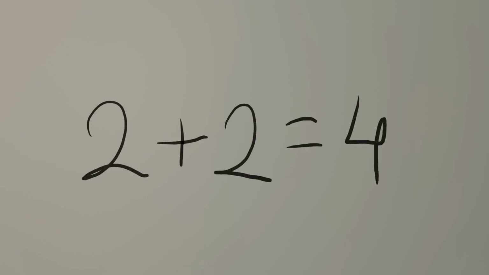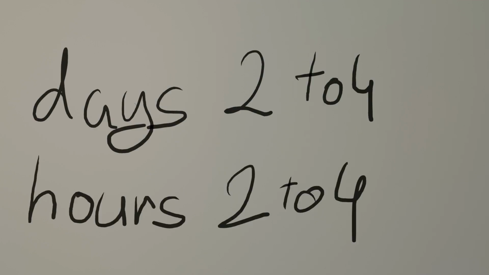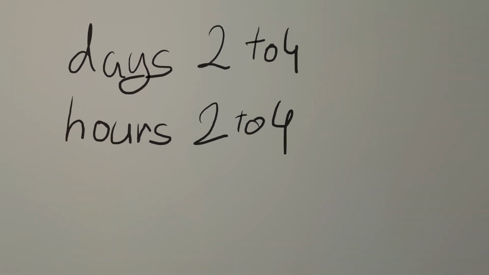Sometimes I get stumped by the simplest things, like 2 plus 2. For example, I have lessons from the 2nd to the 4th day of the month, from 2 to 4 o'clock. How many hours total am I studying each month? Well, 2 o'clock plus 2 hours is 4 o'clock.